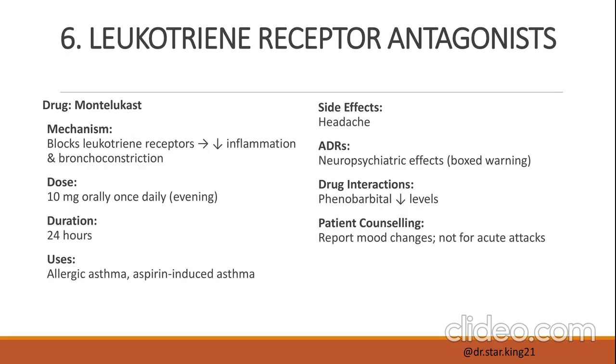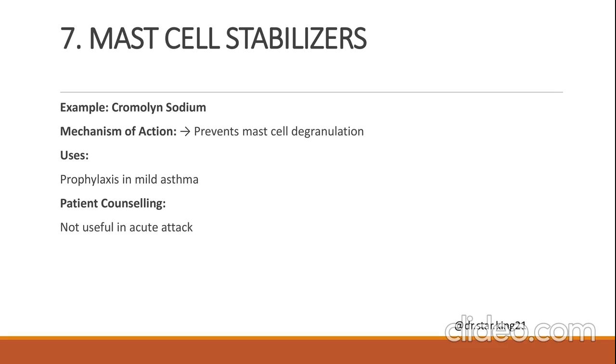Coming to the leukotriene receptor antagonist, the drug includes montelukast. Leukotrienes cause bronchoconstriction and inflammation. Montelukast blocks leukotriene receptors and reduces asthma symptoms. The dose is 10 mg orally once daily in the evening. Duration of action is 24 hours, and it is used in allergic asthma and aspirin-induced asthma. Side effects include headache, whereas the adverse effect is neuropsychiatric effects, and the patient counseling is to report mood changes immediately; not useful for acute attacks. So coming to the mast cell stabilizers, examples include cromolyn sodium.